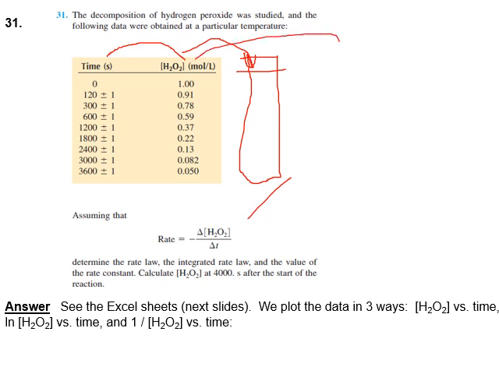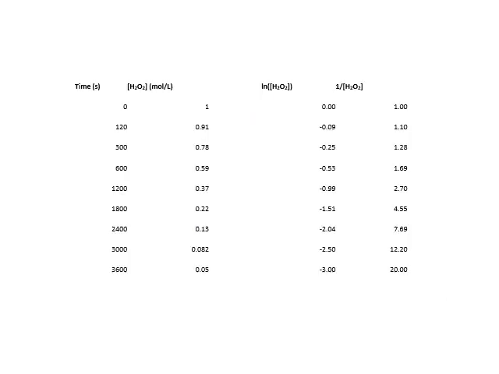And then I had to take 1 over that. And so what I did was I plotted each of those in turn versus the time. So I plotted this versus time, logarithm of those numbers versus time, and then the 1 over those numbers versus time to see if I got a straight line for any of them, and then I can come back and answer these questions. So let's go to the next slide.